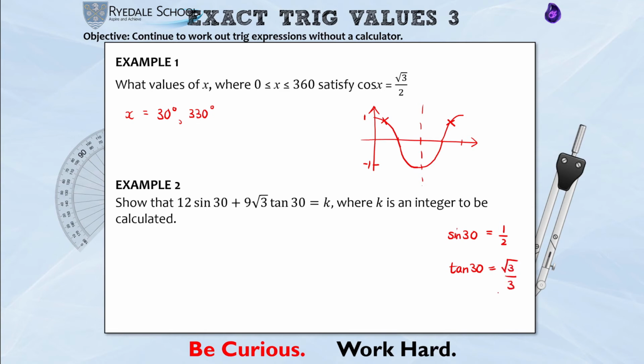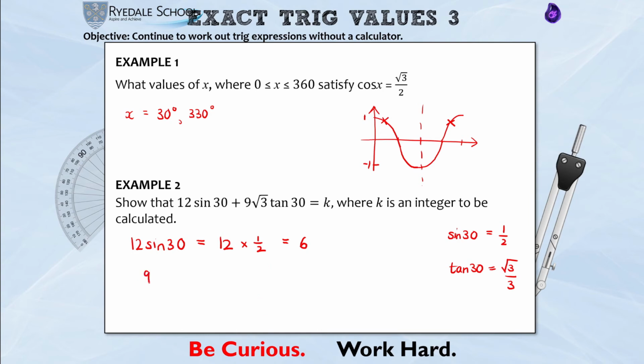And all I'm going to do is now substitute these into the expression. If you wanted to make it a little bit easier, you could break this expression up into two parts. So let's do it that way. Let's do the 12 sine 30 first. Well, that is just 12 times a half, because sine 30 is a half. And 12 times a half is 6. That one was nice and straightforward.